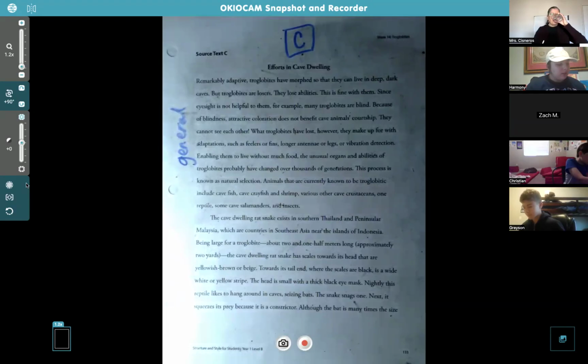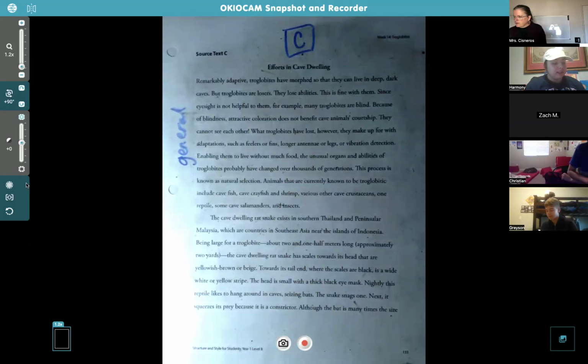The cave dwelling rat snake exists in southern Thailand and peninsular Malaysia, which are countries in Southeast Asia near the island of Indonesia. Good. Cave dwelling rat snake.